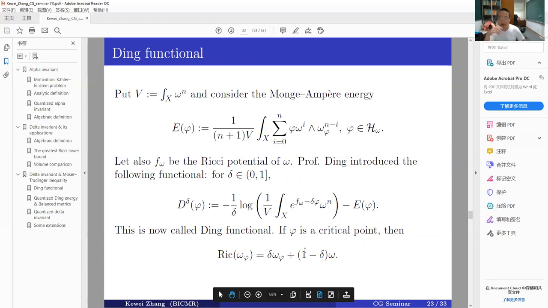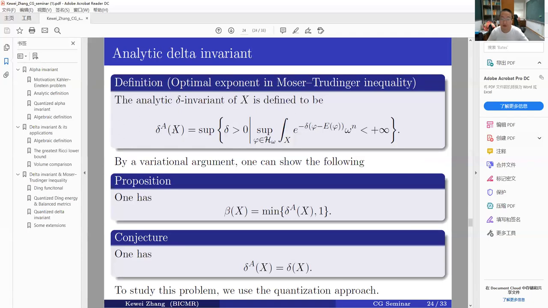Okay, now from this, you can observe that this Ding functional has to have some relation with this delta invariant, right? So what you do is rewrite this Ding functional in the following way. You introduce the following threshold, which is some optimal exponent in the Moser-Trudinger inequality. Again, this definition is very similar to Tian's definition of the alpha invariant. The difference here is that this sup phi is replaced by the Monge-Ampère energy. You can observe that this is just a reformulation of the Ding functional, but if you write things in this way, you can try to relate this with the classical story of the alpha invariant.